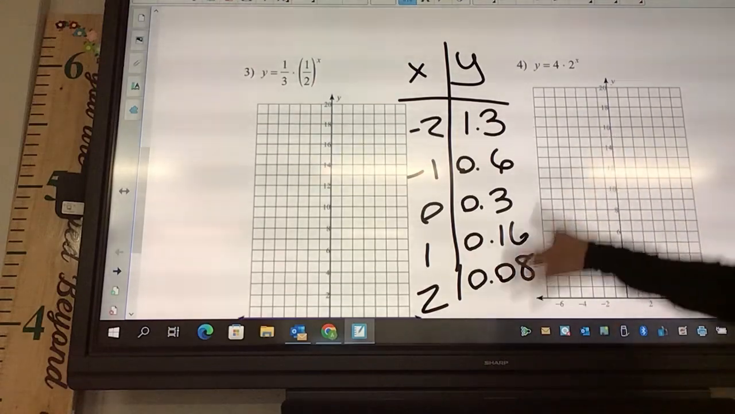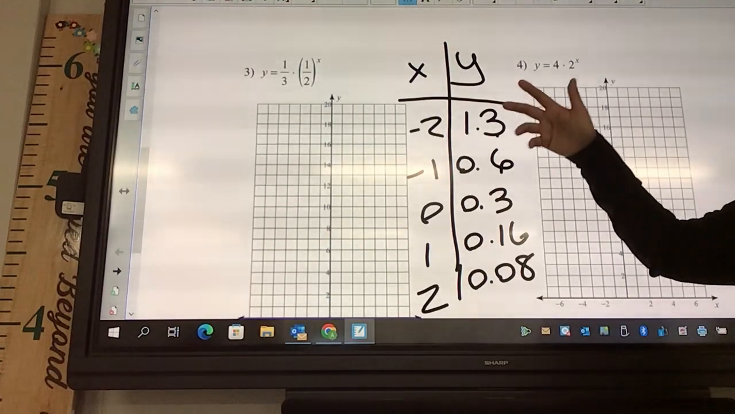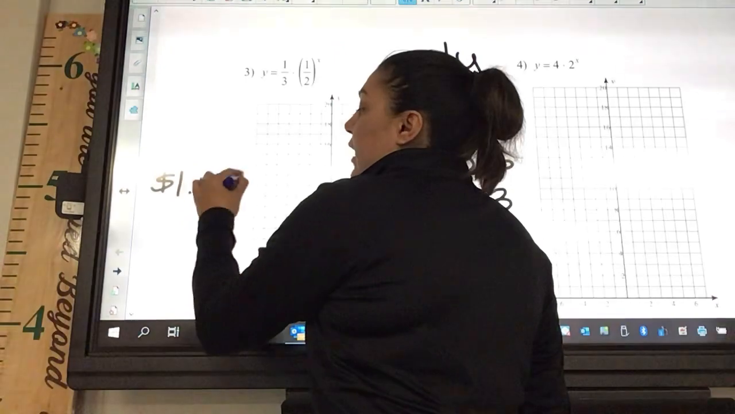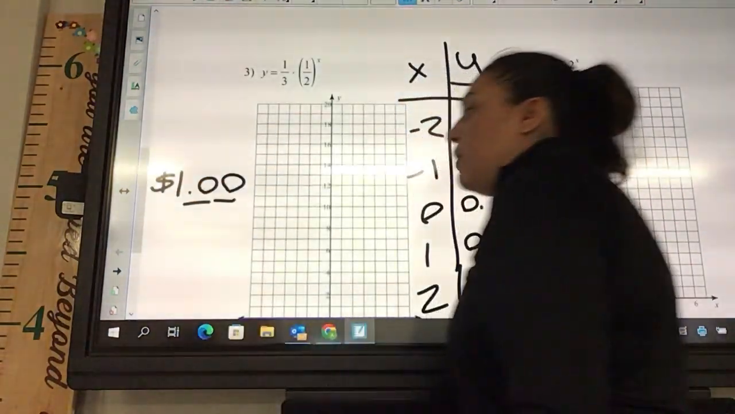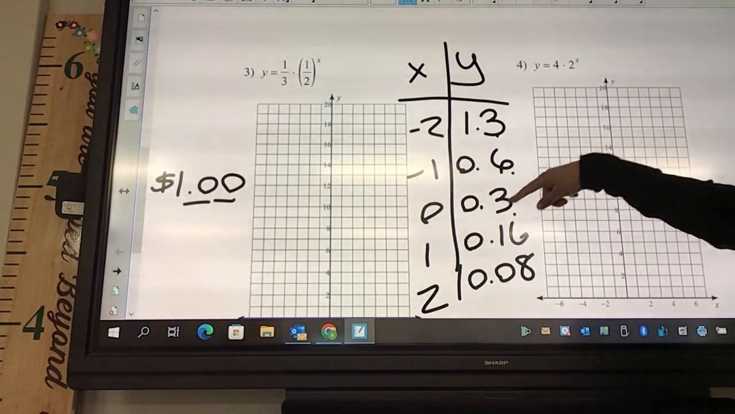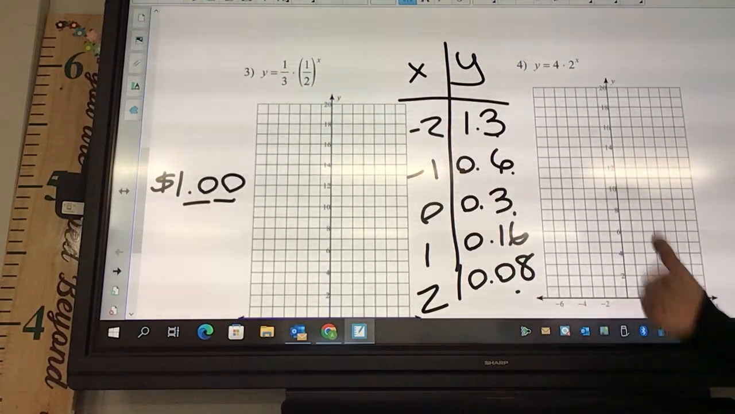So the way that you can also read these is, if this person started out with $1.30, even though there's not another zero right here, you know money goes like dollars and then cents, okay? So to do decimal places. So he's really got 60 cents, then he had 30 cents, and then he had 16 cents, and then he had 8 cents. Okay, so slowly he's going down.